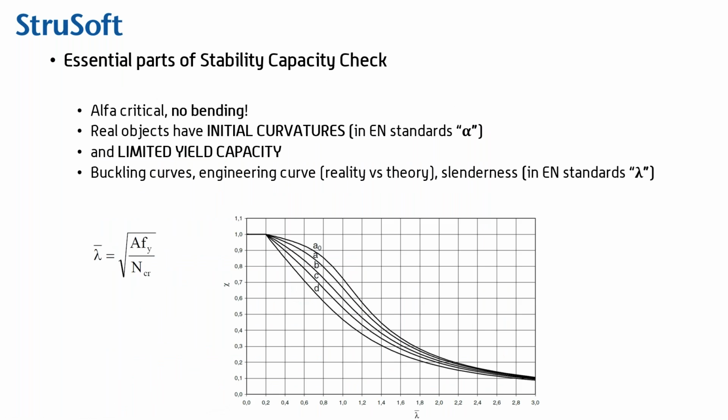Then just a few points about the essential parts of the stability or capacity check if you calculate the capacity, because the alpha critical is not the total capacity. There's no bending, there's no initial curvature, and the element has unlimited yield capacity. So these are the most common things that are missing. So you need something like buckling curves to calculate the actual capacity. But I don't want to go into these.